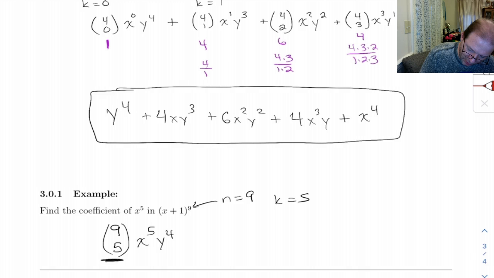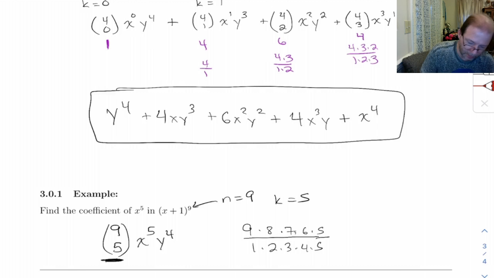So this is what we have here, just 9 choose 5, and that's all they want, the coefficient. So it's going to be 1, 2, 3, 4, 5 over 9, 8, 7, 6, 5. I'm just going to run through that on here: 9 times 8 times 7 times 6 times 5, then divided by 2, 3, 4, 5. You get 126.